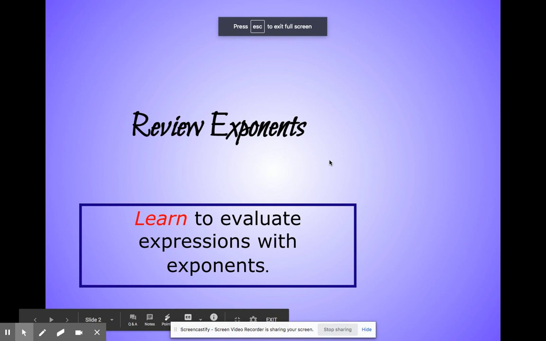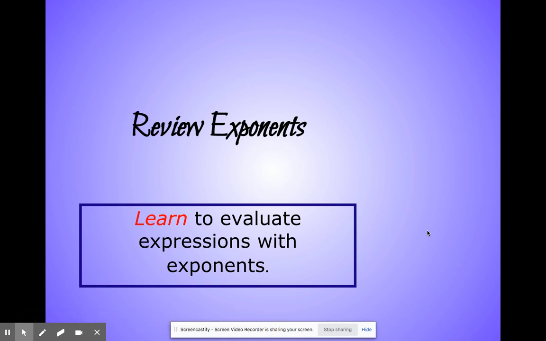What's up, you guys? Today we're going to be learning about reviewing exponents. You should have an idea of what exponents are. So I'm going to go through this pretty fast, and then you can go ahead and do the activity.